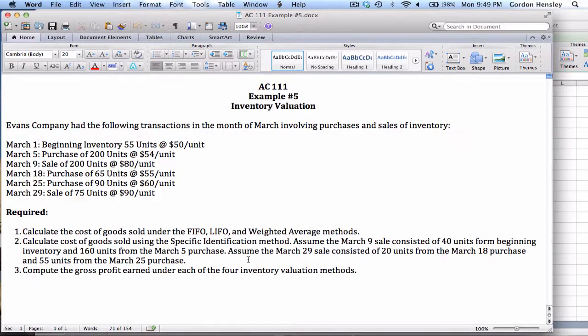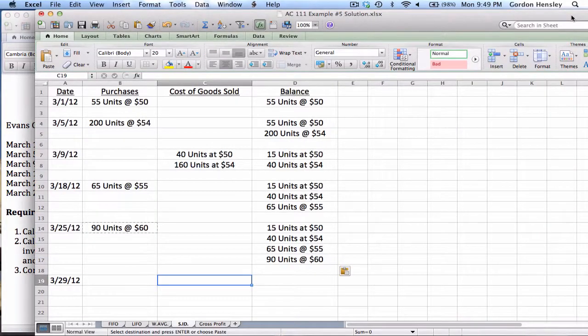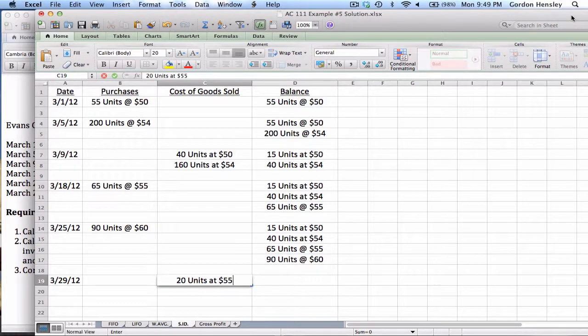It says here that assume that the March 29th sale consisted of 20 units from the March 18th purchase and 55 units from the March 25th purchase. So it's going to be 20 units from that purchase, which was a price point of 55, and 55 units from the March 25th purchase, which was a price point of 60.